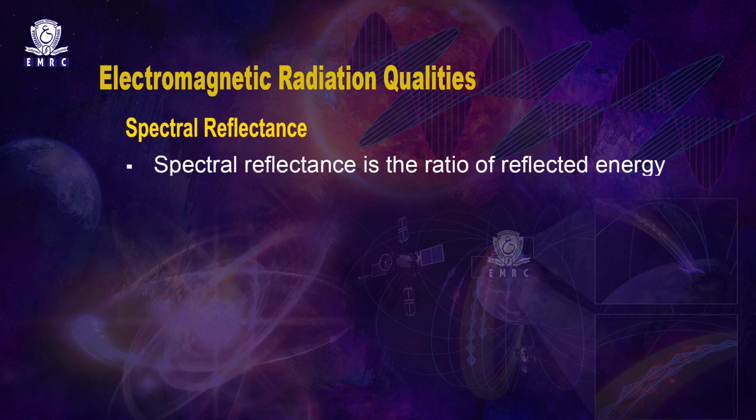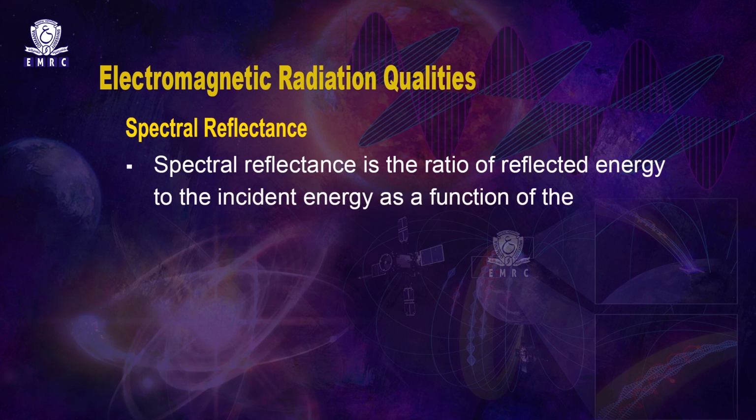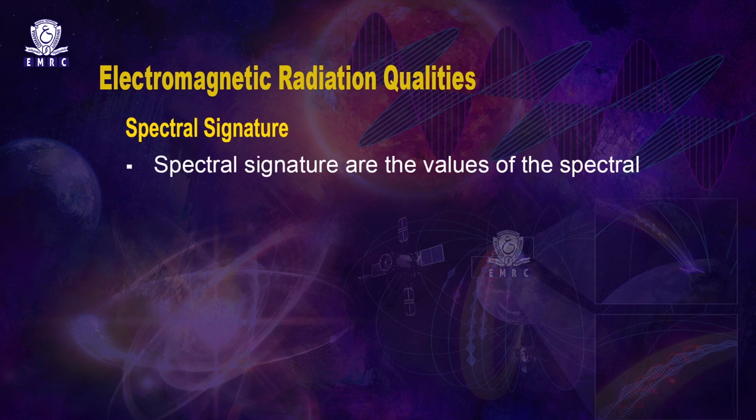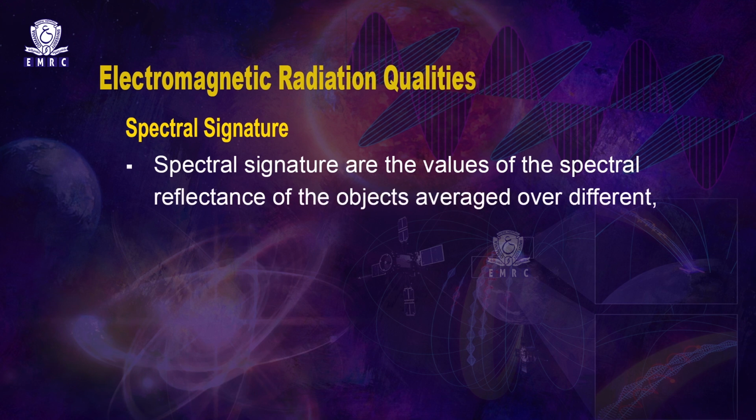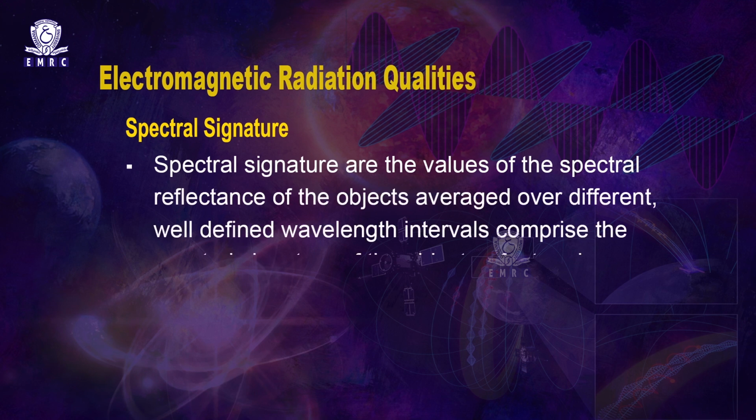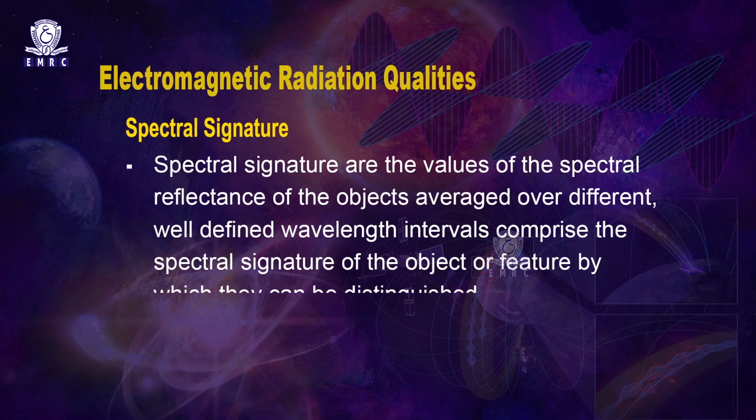Spectral reflectance. Spectral reflectance is the ratio of reflected energy to the incident energy as a function of the wavelength. Spectral signatures are the values of the spectral reflectance of the objects averaged over different well-defined wavelength intervals. These comprise the spectral signature of the object or the features by which they can be distinguished.